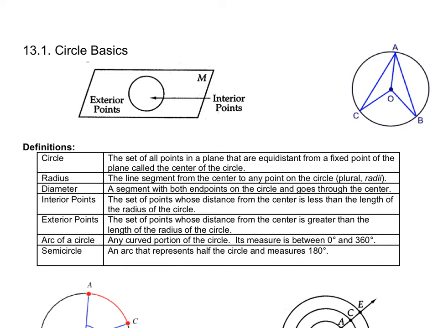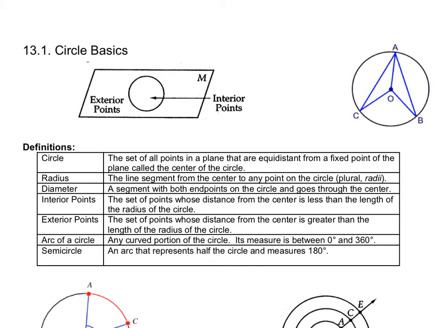Okay? The radius is the line segment from the center to any point on the circle. And another thing we need to know is that its plural is radii. So if you hear me say radii, I'm basically saying multiple radiuses. The diameter is a segment with both endpoints on the circle, and it goes through the center.